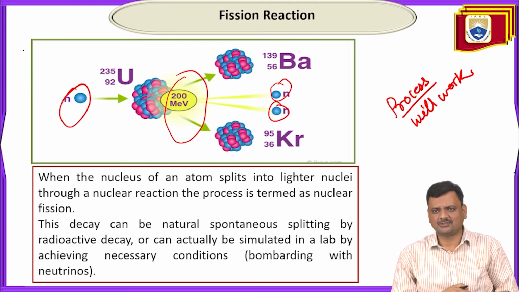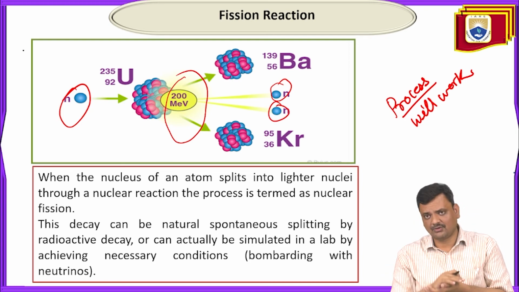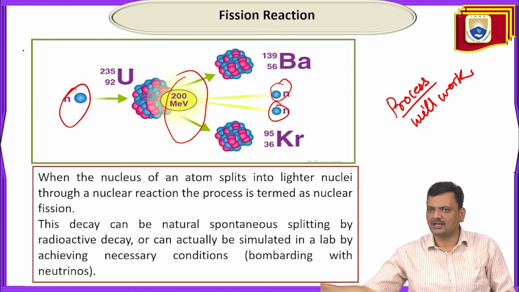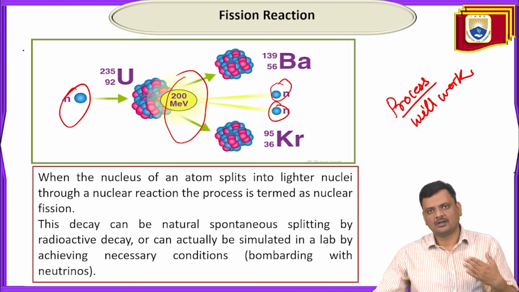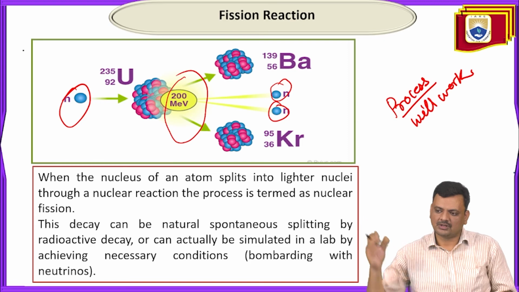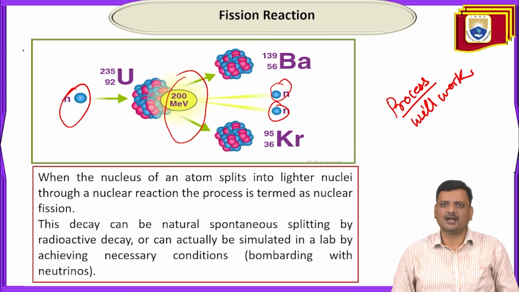A critical mass value means a certain amount of mass is required. It is not possible that if you have a single atom and strike it with one neutron which has more energy than the binding energy of that atom, then the atom will go through the fission process. It does not happen like that.